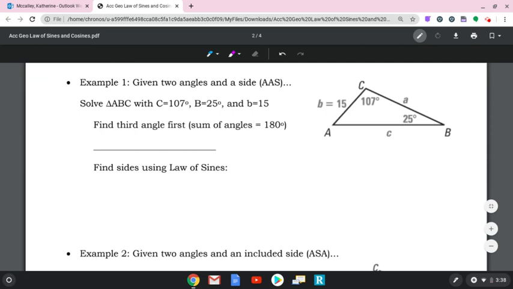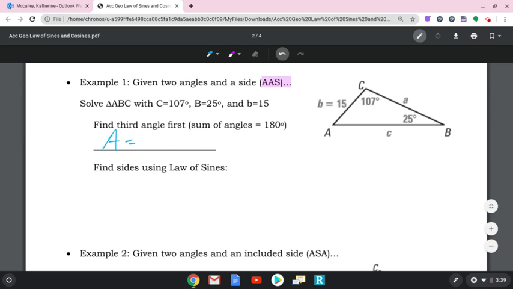Here's example one. Given two angles and a side, this is our first example, angle, angle, side. Solve means the same as when we solve right triangles. When you're asked to solve a triangle, you're asked to find all the unknown parts, meaning unknown sides or unknown angles. If you're given two angles, the easiest thing to do is find the third angle of your triangle, because we know our triangles add up to 180 degrees. So if I take a look at this, I see I have C is 107 and B is 25. If I want to find A, how do I find my A?